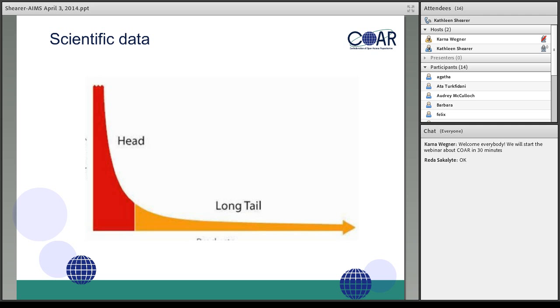So these are the three major trends that I point to that are really guiding the work that we do and our vision at COAR. And COAR improves the visibility and use of research outputs.